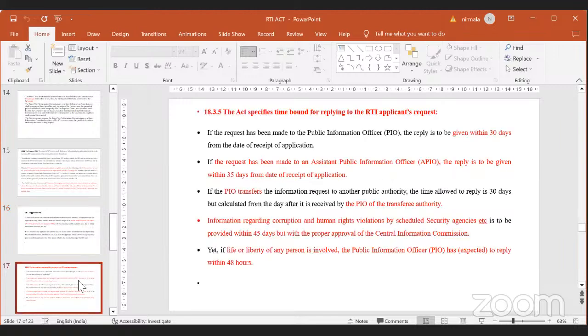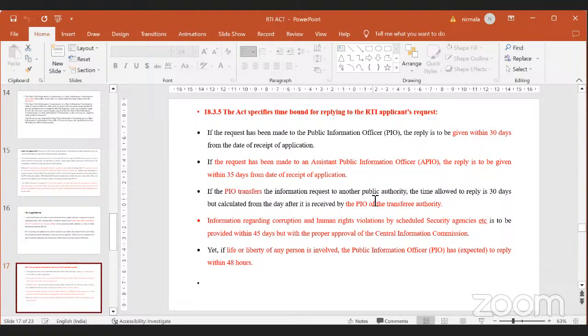The time bound period, which is specified under the RTI Act, for the disclosure of information to the RTI applicant. So if a request has been made to the PIO, the Public Information Officer, then the reply is to be given within 30 days from the date of receipt of application by the PIO. And if the request is made to the Assistant Public Information Officer, the reply is to be given within 35 days from the date of receipt of an application from the citizens.